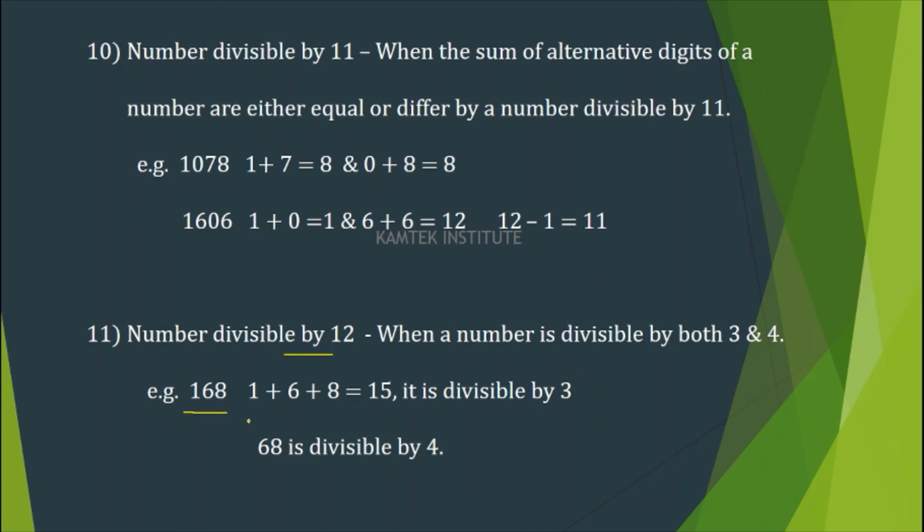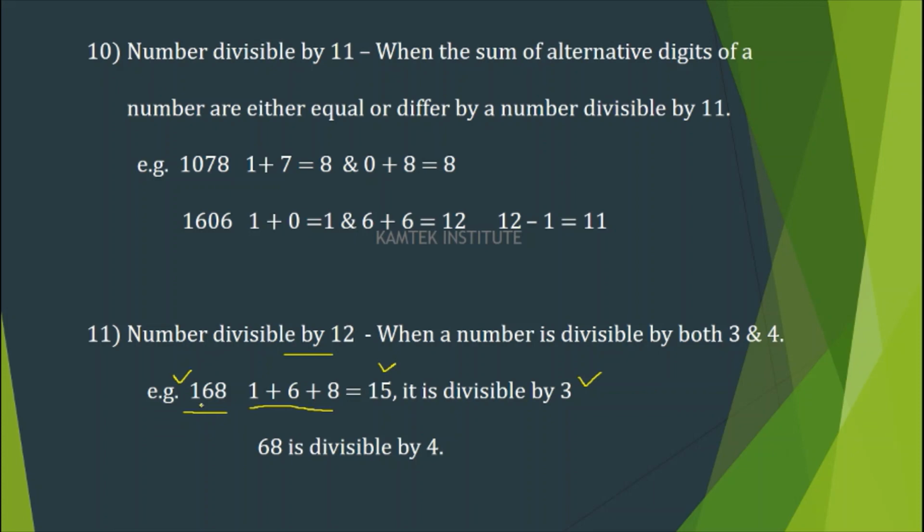For that we need to check if this number is divisible by both 3 and 4, then this number is also divisible by 12. So in order to know whether this number is divisible by 3 or not, we need to add the digits, that is 1 plus 6 is 7, plus 8 is 15, and we know 15 is divisible by 3, so this number 168 is also divisible by 3.